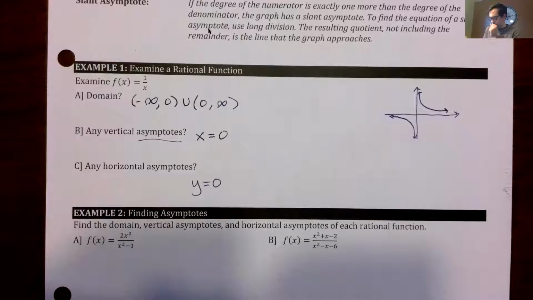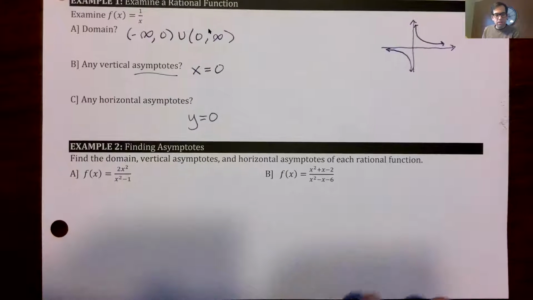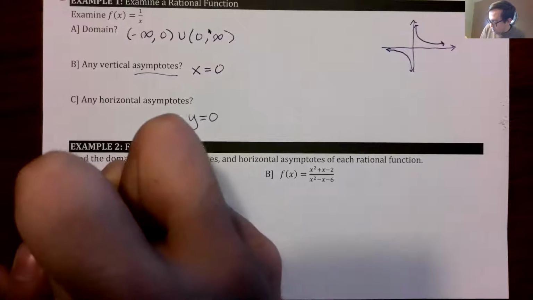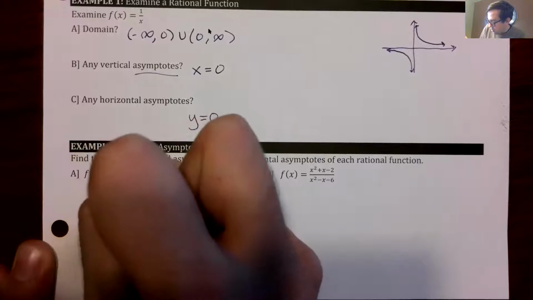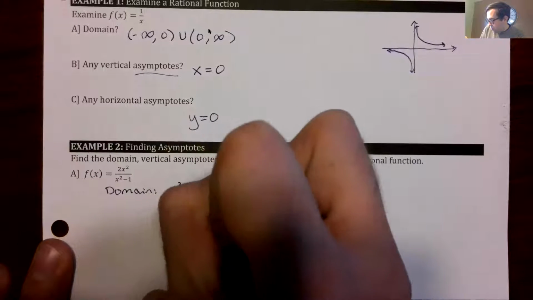All right. In example 2, we're going to be finding the domain, the vertical asymptotes, and horizontal asymptotes of each rational function. So to do this, let's start with the domain. So for the domain, we know that in a function that is a fraction, the denominator can't be 0. And that's going to be the only reason that these functions aren't going to exist, is if the denominator equals 0. So to find the domain, what we're going to do is set the denominator equal to 0.